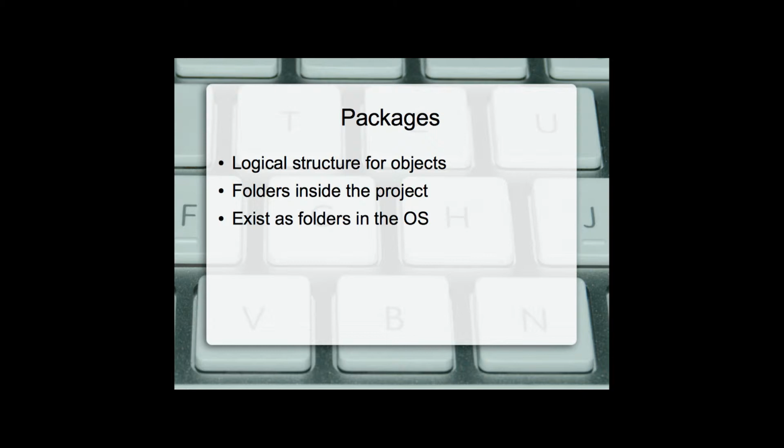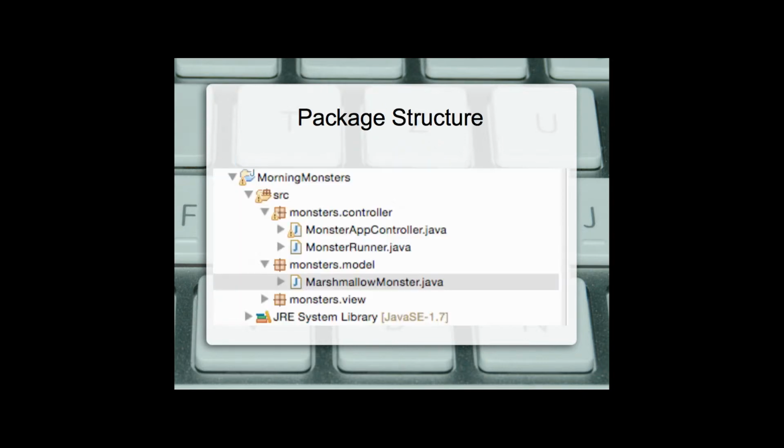If we look at Eclipse, these exist as a folder inside the project, usually over on that left-hand side in our package or project explorer. And again, it's also a folder inside our operating system like we just said. Here we can see the example from our package structure in Eclipse. We have our project name right there as Morning Monsters. And then we have our source folder where everything is contained by default in a Java project.